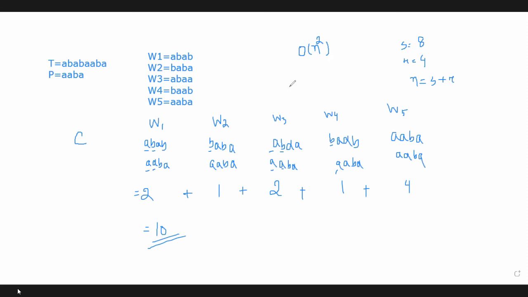Now, if the first pattern matching algorithm is clear to you, can we start the second one? The second pattern matching algorithm is also called the fast pattern matching algorithm. Why is it called fast? Because it takes less time than the first one.